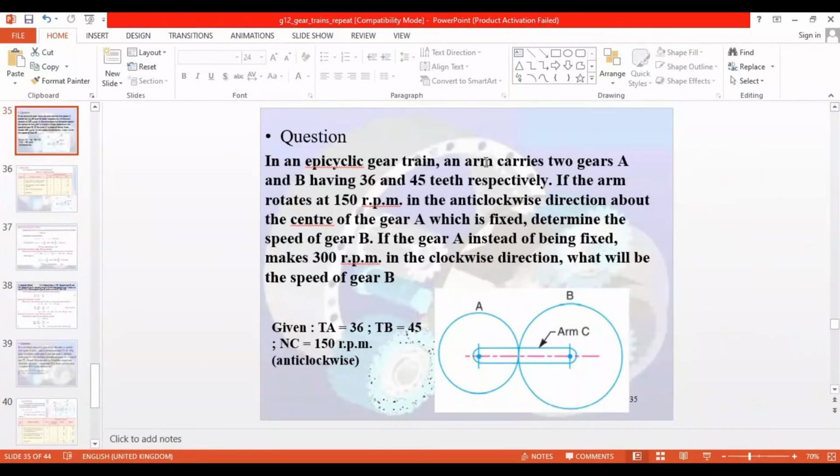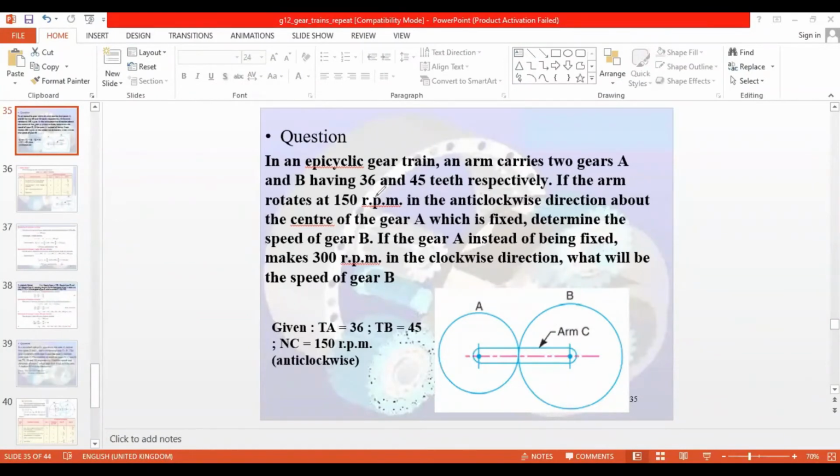An epicyclic gear train arm carries two gears A and B, having 36 and 45 teeth respectively. So A has 36 and B has 45 teeth. If the arm rotates at 150 rpm in the anti-clockwise direction, it is going to move this way about the center of the gear A, which is fixed. So now the gear A is fixed. Determine the speed of gear B.